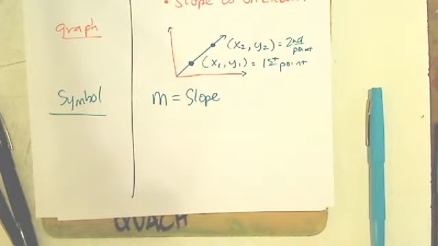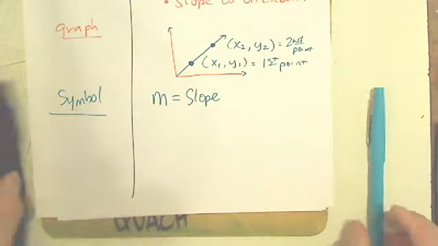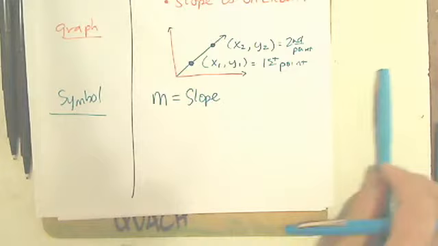For whatever reason, I didn't do this, but I think slope in Greek starts with an M. I don't know. It's just M. It doesn't even have an M in it. I know. Well, I'll show you later what it means. So M is slope. Just keep that in the back of your head for now.